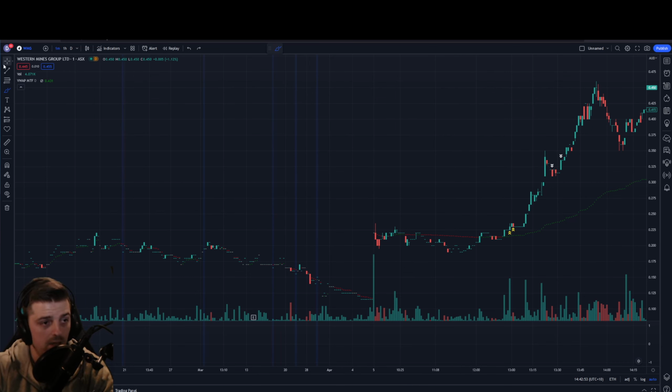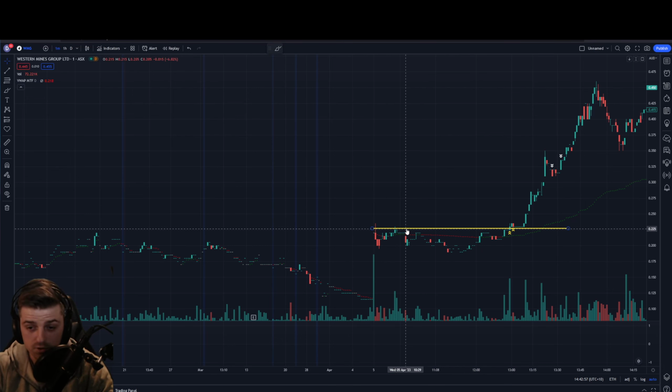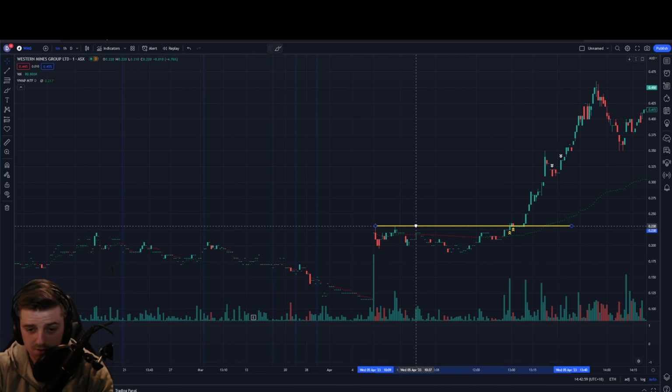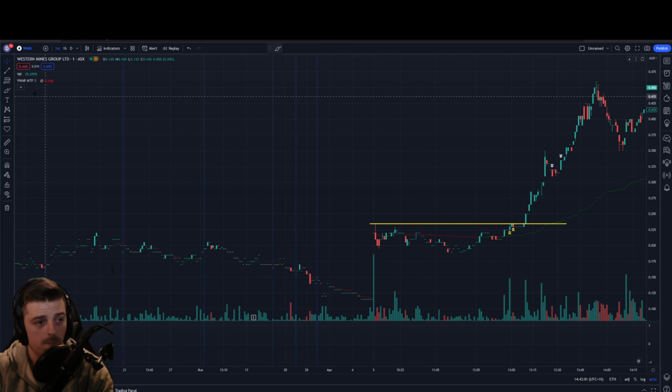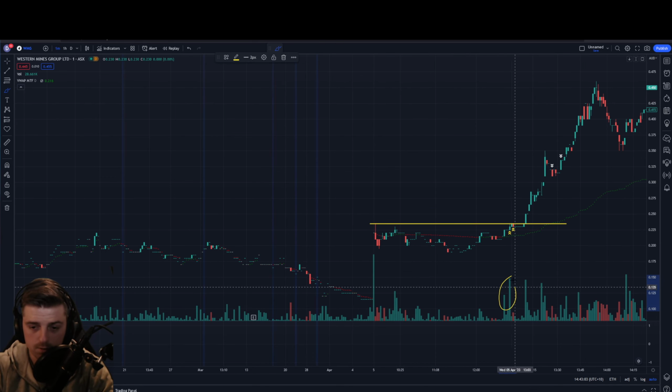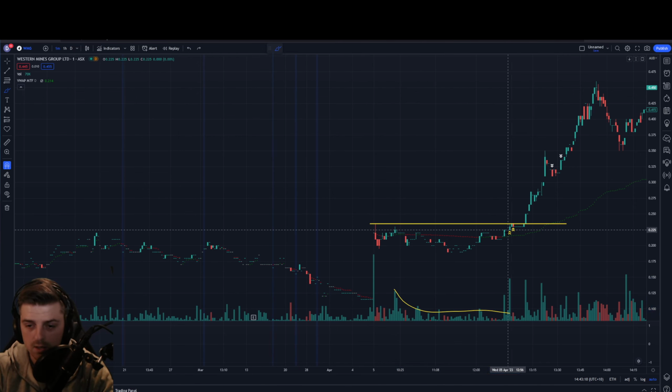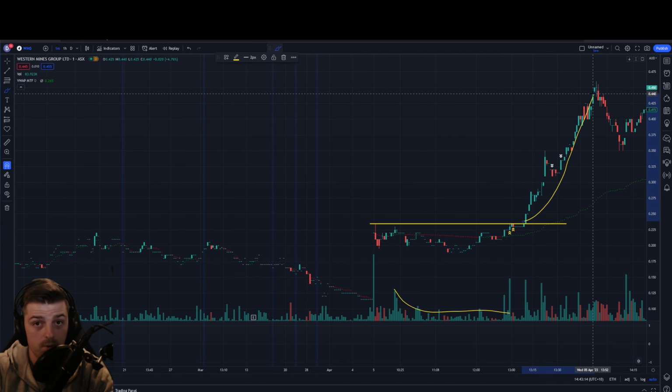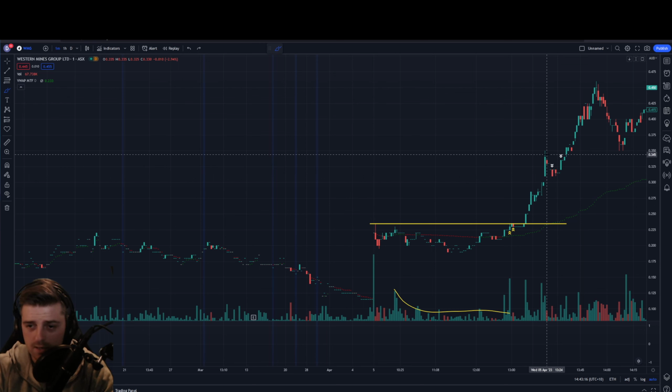This was a play for the range, effectively. Now, obviously the range break is more like here, but my interest was the volume spike after just dwindling volumes. Volumes are everything. So break to the upside and just rode the momentum. Now I could have held this a little bit longer.